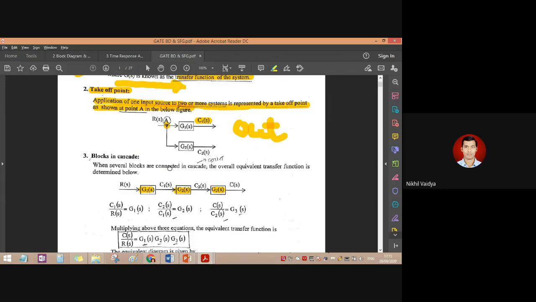When several blocks are connected in cascade, also called series, the overall equivalent transfer function is determined below. Now see, R of S and C1 of S, that is controlled output 1, and it has one transfer function, that is G1 of S. Again it has another transfer function connected in cascade. The output of the first system is acting as input of the second system, that is G2 of S. Then there is C2 of S. Then there is C of S, which is nothing but our final output.